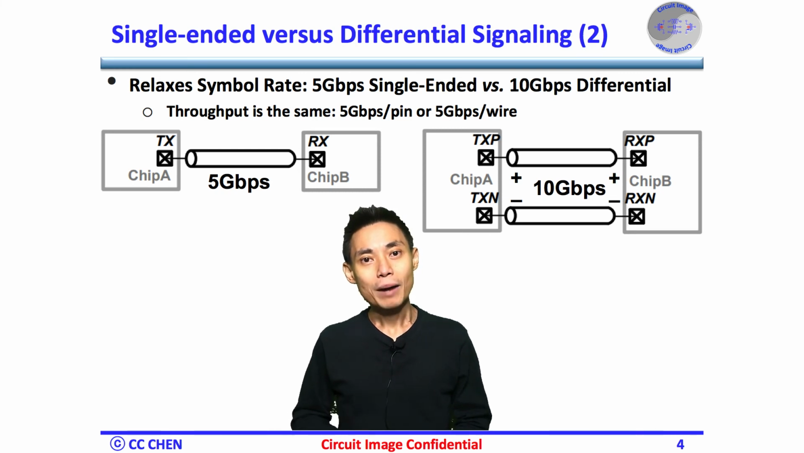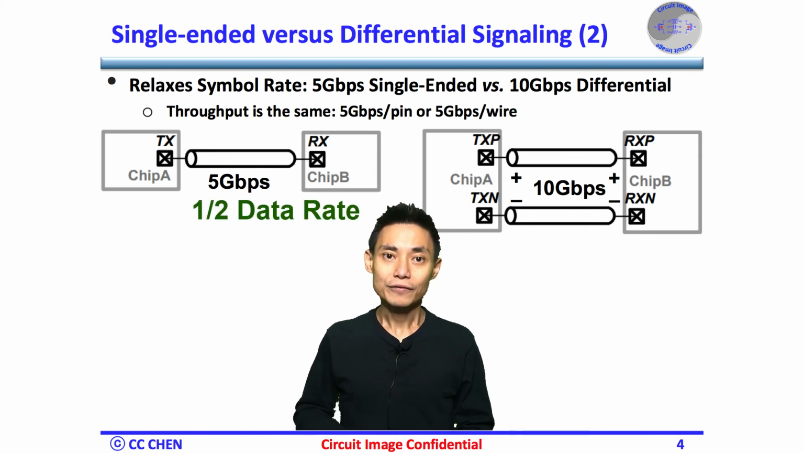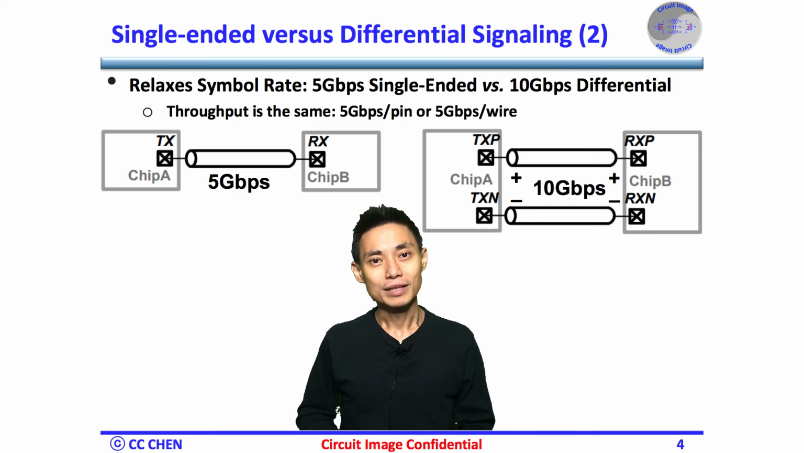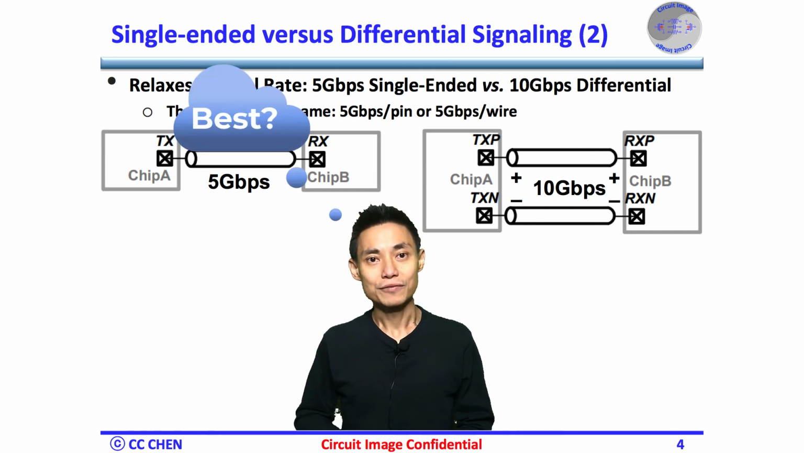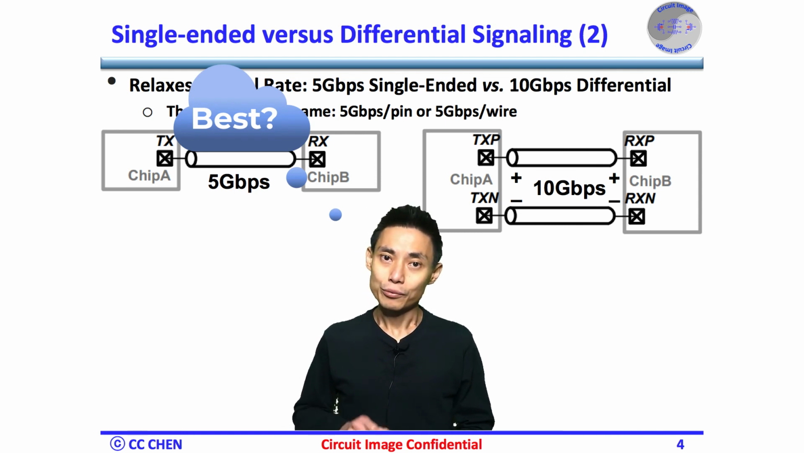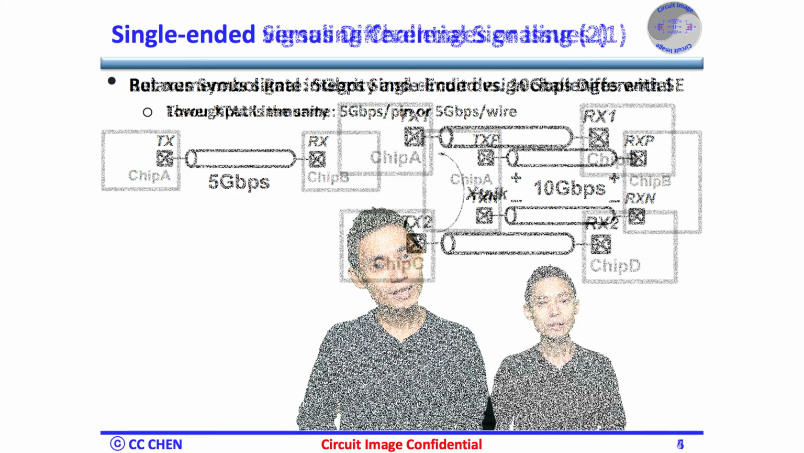Or at the same I/O bandwidth density or throughput, the single-ended signaling can operate at only half the data rate of the differential signaling, like 5 gigabit per second versus 10 gigabit per second here. At this moment, I guess you may think single-ended signaling is the best for area, complexity, and data rate throughput, so we should use it, right?